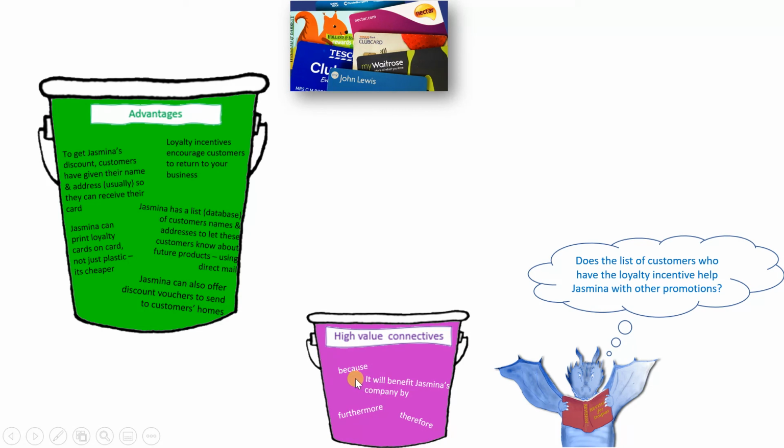So your job is to take the statements from the green bucket and put them in your own words and extend the sentences using the high value connectives so that you have got 2 advantages with explanations showing how it links to Jasmina's business. Then boom, you have done the revision extended question for loyalty incentives on AIM A. Well done.